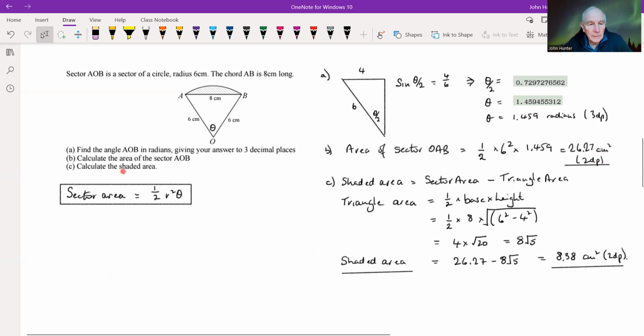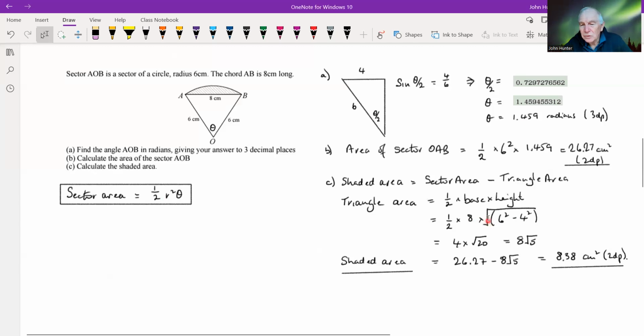And then part C, calculate the shaded area. The shaded area basically is going to be equal to the sector area minus the triangle area. So what is the triangle area? Half base times height. Yep. Okay, so that's a half times the base of 8.